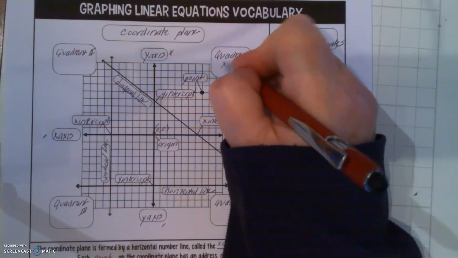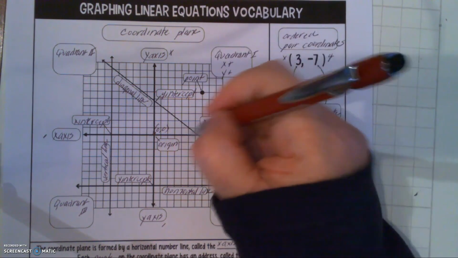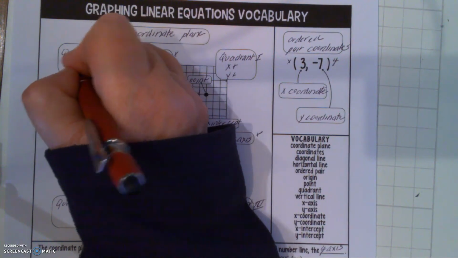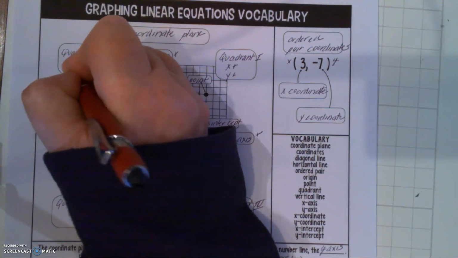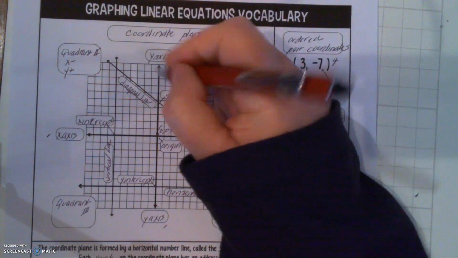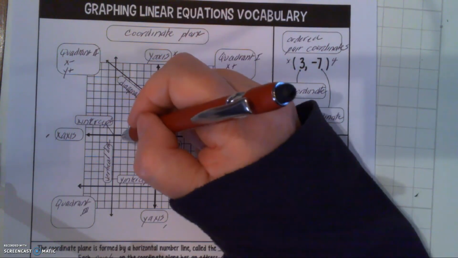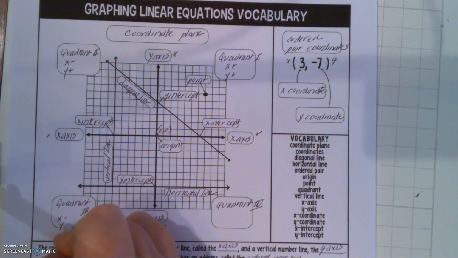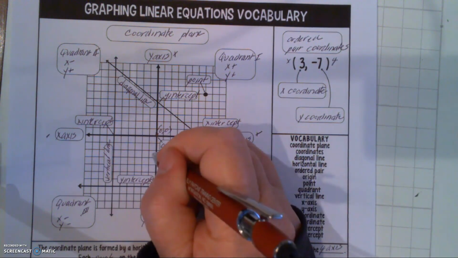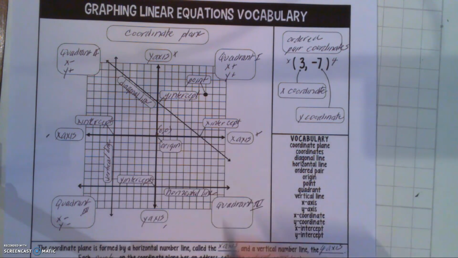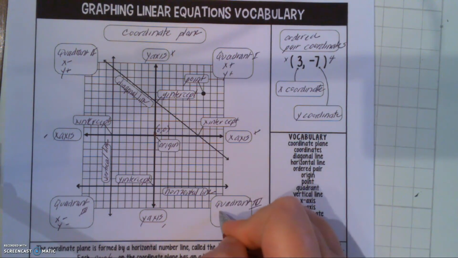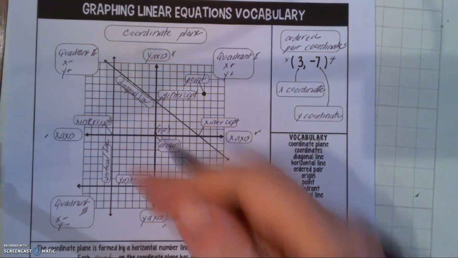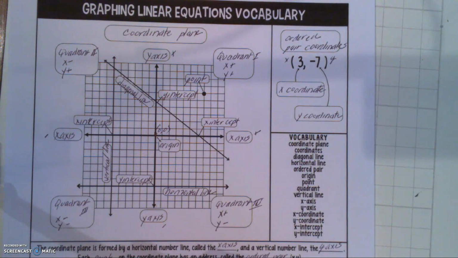So here the x is going to be positive and the y is going to be positive because they're all in the positive area. Quadrant 2 will have x negative and y positive because on this side the x is negative and the y is positive. Quadrant 3, the x is negative and the y is negative because they're all to the left and below. Quadrant 4, x is positive because it goes to the right, and y is negative because it's below the x-axis.